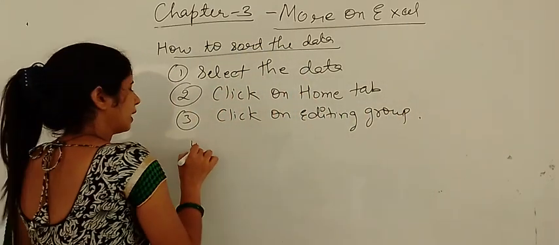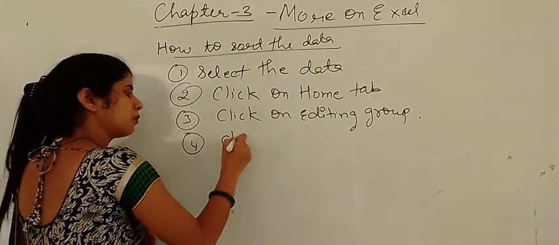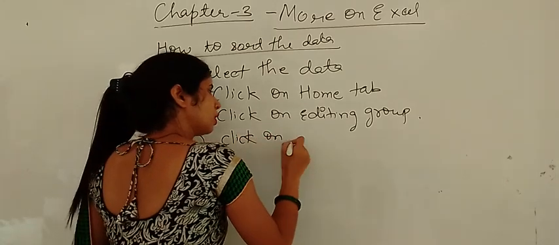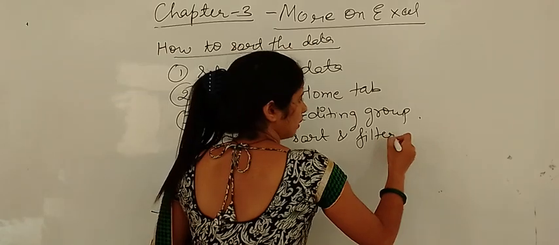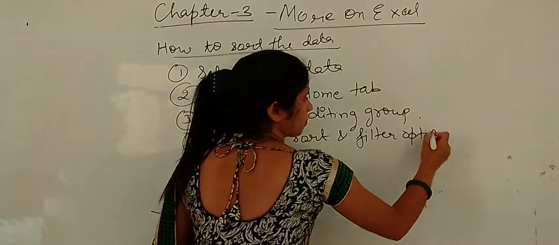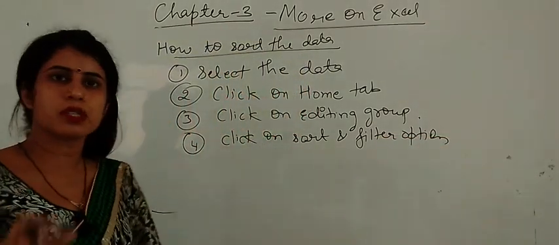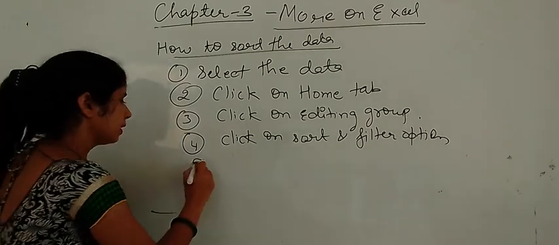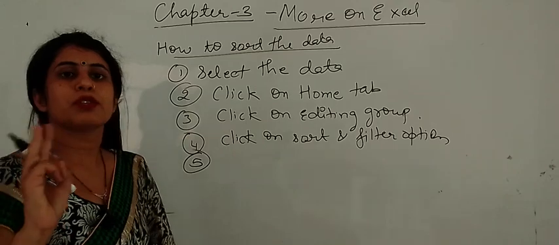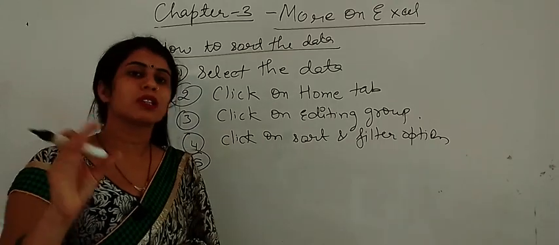When I click on the Editing group, I have to click on the Sort and Filter option. Which option do I have to choose? I have to choose the Sort and Filter option. Then it will ask me two things. What is the order to sort the data?